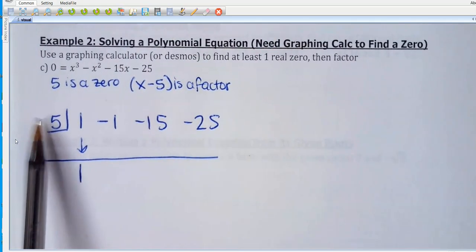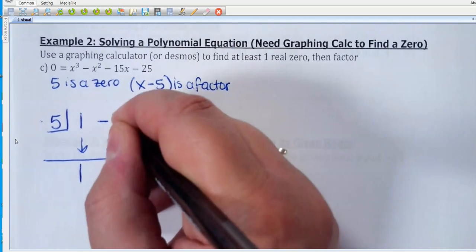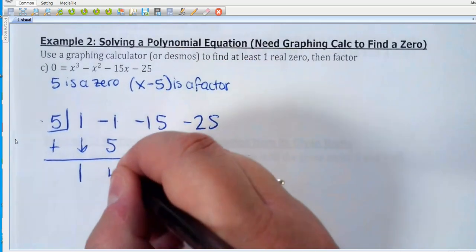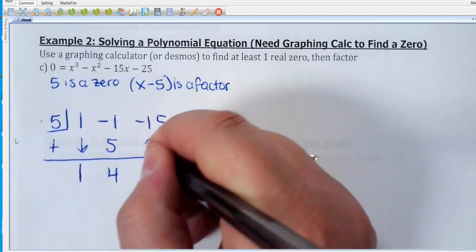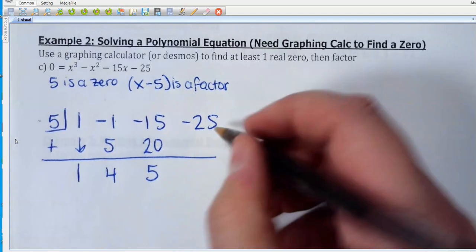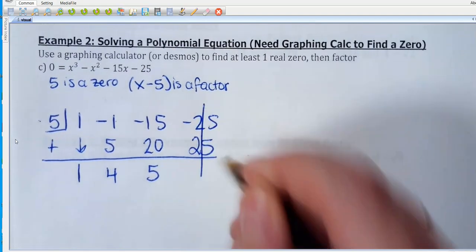So 5 times 1 gives you 5. Then you just add the numbers stacked on top of each other. So -1 and 5 gives me 4. 5 times 4 is 20. -15 and 20 gives me 5. And then 5 times 5 is 25. So no remainder.